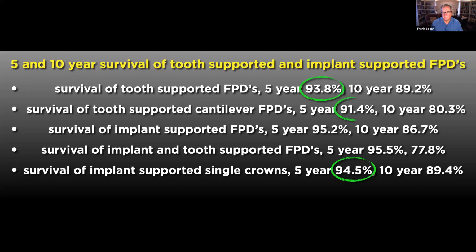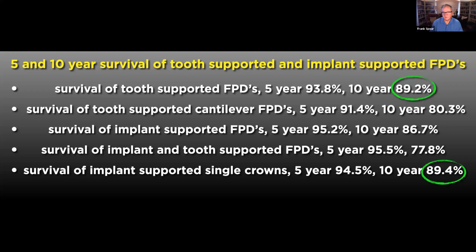Now let's look at the other options in there, which is a tooth-supported cantilever FPD, an implant-supported FPD, so 2 implants and a pontic in the middle, and an implant at one end and a tooth-supported FPD at the other end. All of them are 90+%. Now let's go to 10 years. Let's do our tooth-supported FPD versus our single implant. They're identical.